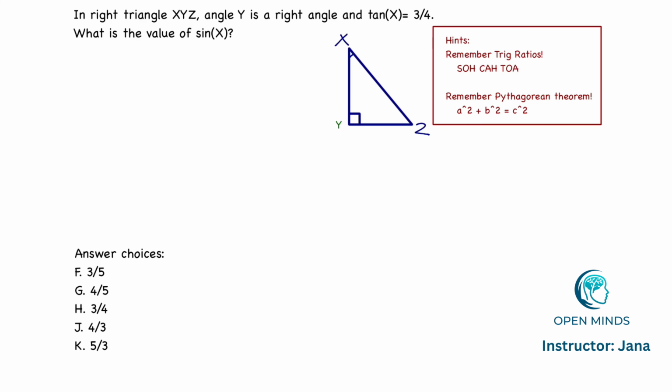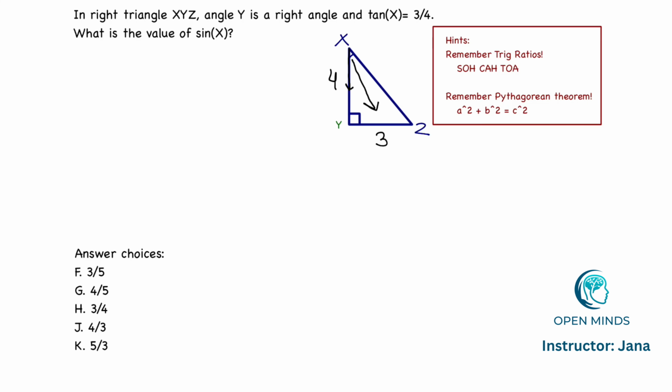So just to remember, tangent is opposite over adjacent. And I have the hint for you. Remember your acronym for your trig ratio, SOHCAHTOA. So opposite over adjacent is tangent. So that means the side that's opposite, if you want to draw an arrow so you know that side is opposite, it's across, is going to be 3. The side adjacent, next to, is 4.